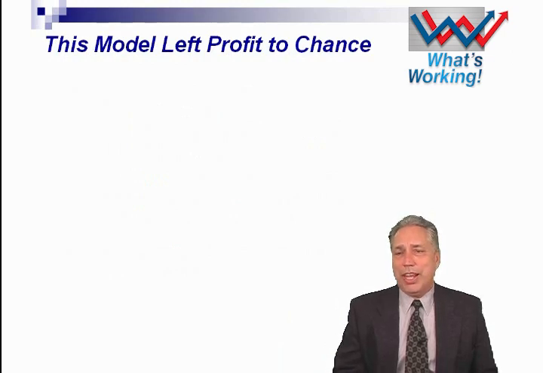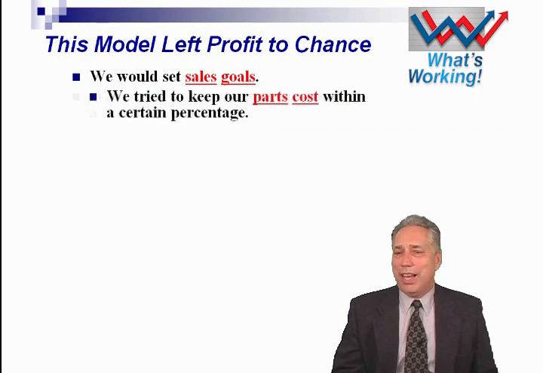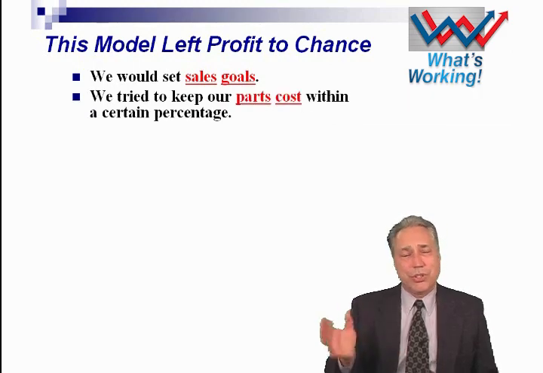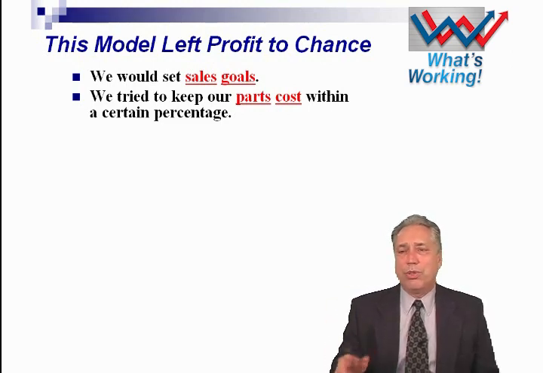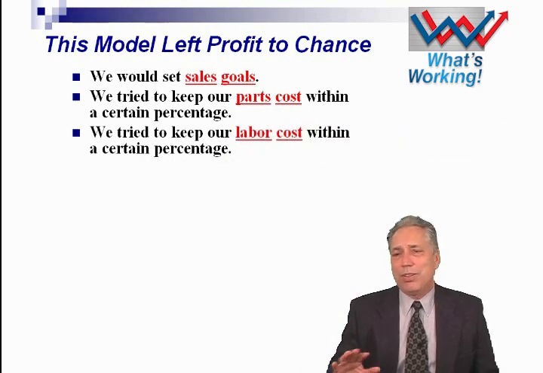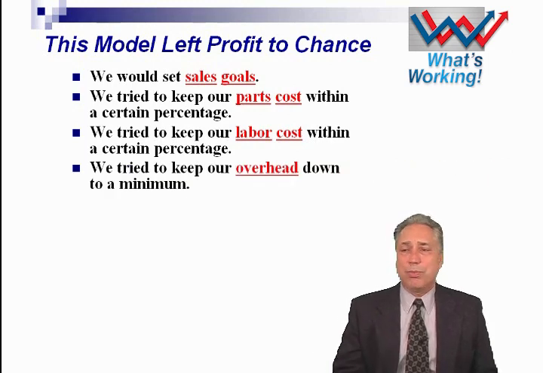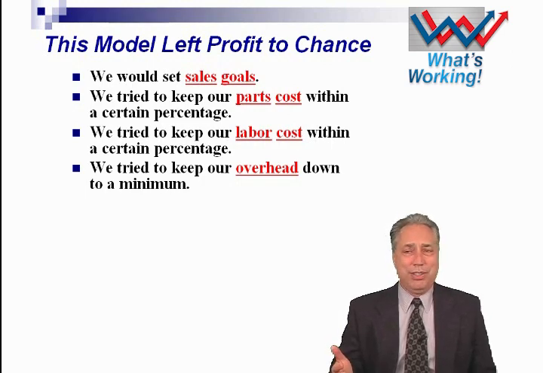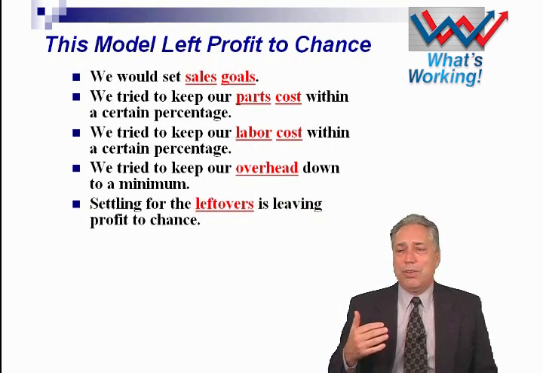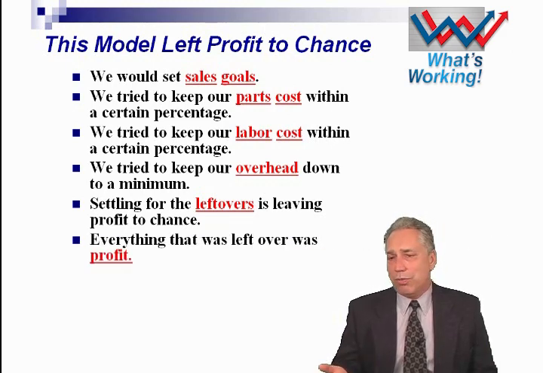This model left profit to chance. We would set sales goals, yes. We did that. We tried to keep our parts costs within certain percentages, and there were models that were kind of handed around the industry about what those percentages should be. And we tried to keep our labor costs within certain percentages as well. And we tried to keep our overhead as low as possible. And there were even some formulas out for what percentage of your sales maybe your overhead should be. But we were settling for the leftovers. We were simply leaving profit to chance. Everything that was left over was profit.